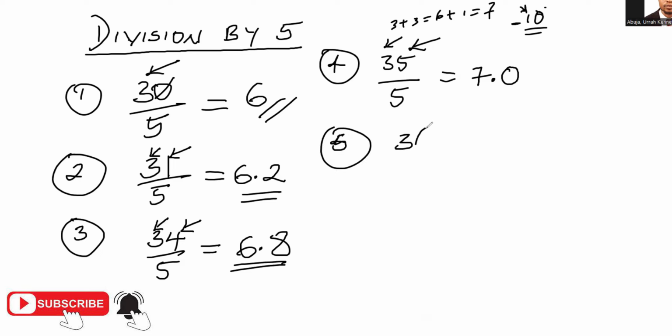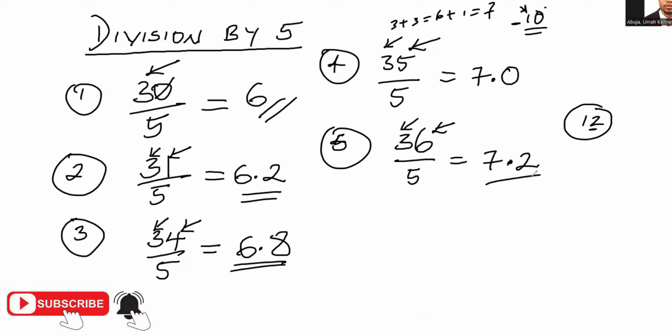Now, number 5 is 36 divided by 5. For 36 divided by 5, we add 6 to itself and we add also 5 to itself. So 6 plus 6 gives us 12. Let me write 12 here. We write 2 and pick 1. All right. 3 plus 3 is 6. 6 plus that 1 gives us 7. So we have 7.2 as our answer. So instead of saying how many times 5 goes into 36 and all that long process, we use this trick.